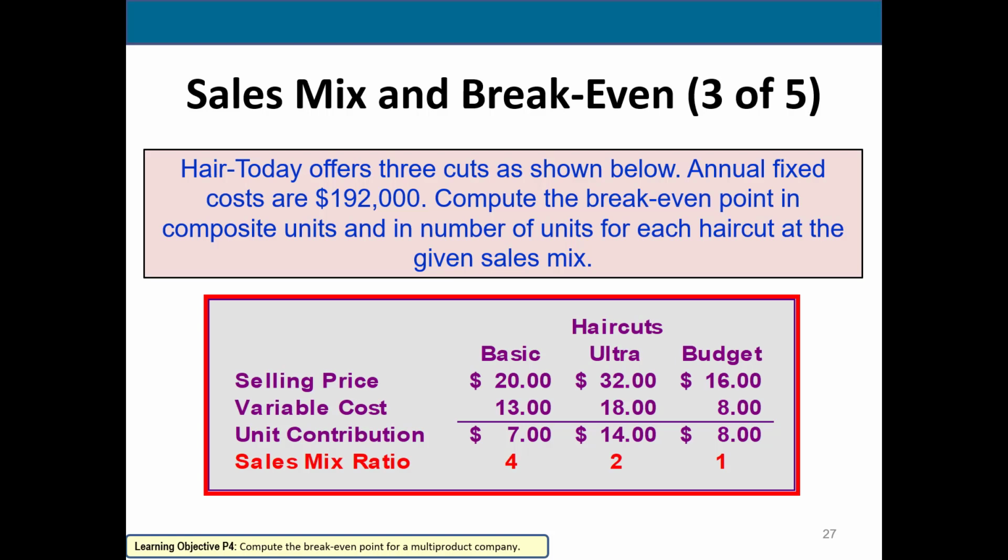We're going to look at an illustration of a company called Hair Today, a styling salon that offers 3 cuts, basic, ultra, and budget, in the ratio of 4 basic to 2 ultra to 1 budget. So that's expressed as 4 to 2 to 1. Management wants to estimate break even for the next year. Unit selling prices are $20 for basic, $32 for ultra, and budget is $16.